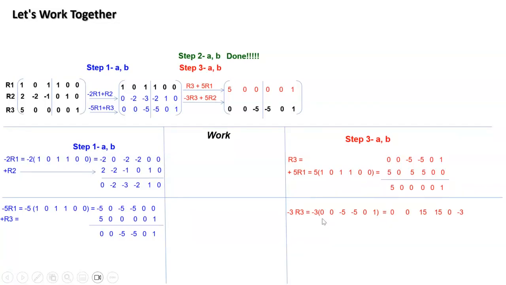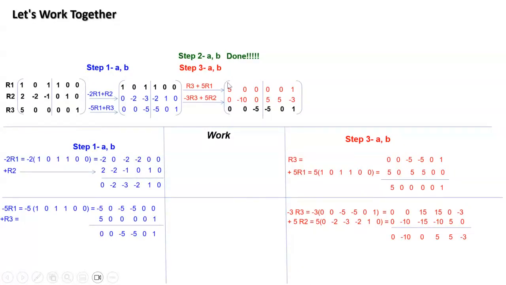Negative 3, right? Negative 3 times row 3 will give us 0, 0, 15, 15, 0, negative 3. Plus 5 row 2 will give us 5 times row 2 will give us 0, negative 10, negative 15, negative 10, 5, and 0. Here's my result. 0, negative 10, 0, 5, 5, negative 3. That's my new row 2. If you notice, we're almost done here.